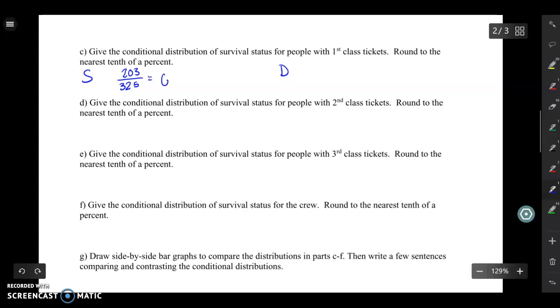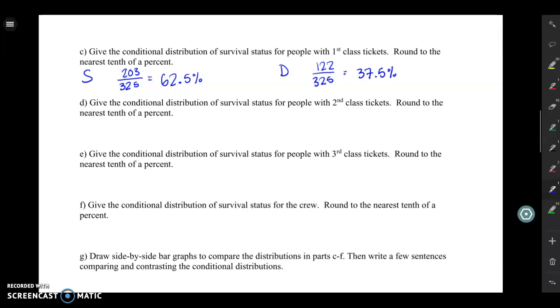So that means that 62.5% of the people in first class survived. And then if we do the same thing, looking at how many people died, we had 122 people die out of the 325 that were in first class. So 37.5% of the first class passengers died in the Titanic crash.